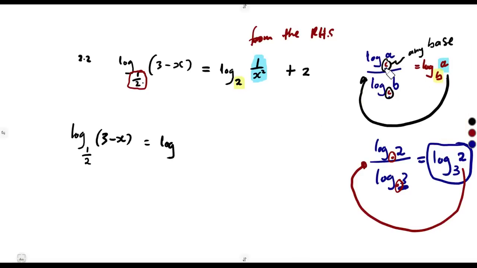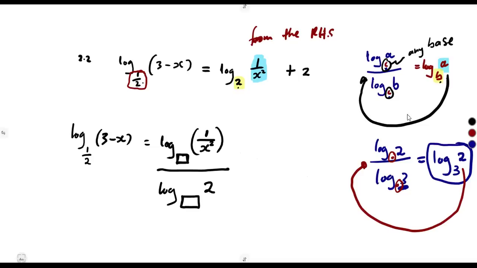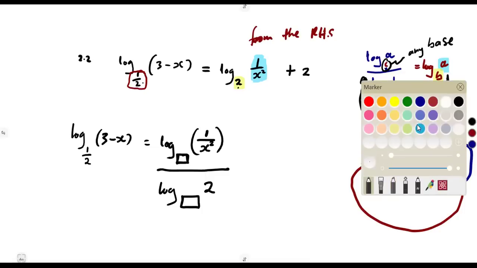Logarithm of A in base C. So it is supposed to be the logarithm of 1 over x squared, in a certain base, over the logarithm of B. B was the base, now it's a log, so it will be the logarithm of our B, which in this case is 2, in a certain base. This base can be any, as long as it is the same. So that is where we are introducing the base of half.